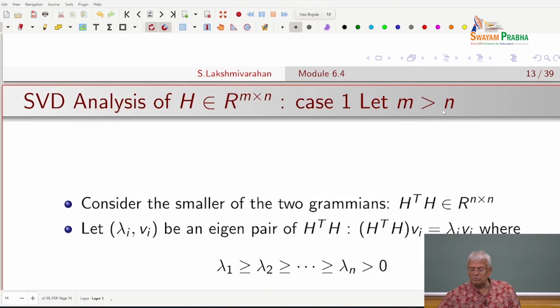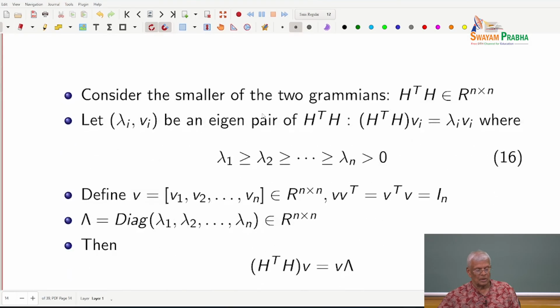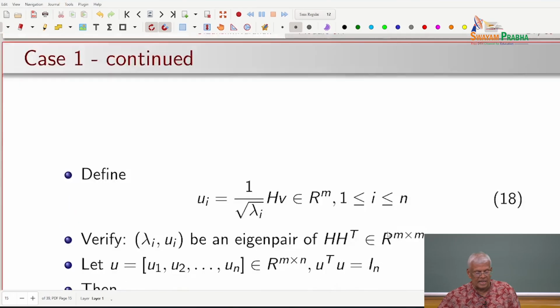So SVD analysis based on m greater than n. Consider the smaller of the 2 Gramian, H transpose H. Let lambda i be the eigenvalue and Vi the eigenvector pair of H transpose H, which is given by H transpose H Vi equals lambda i Vi. The lambda i's are listed in decreasing order. The smallest value is greater than 0. Define the eigenvector matrix, define the eigenvalue matrix. So we get the eigen decomposition of the smaller of the 2 Gramian in equation 17.